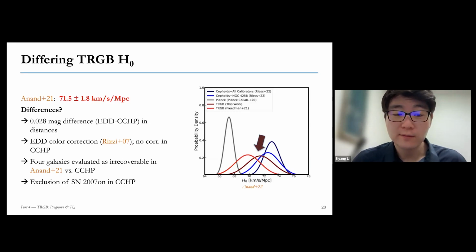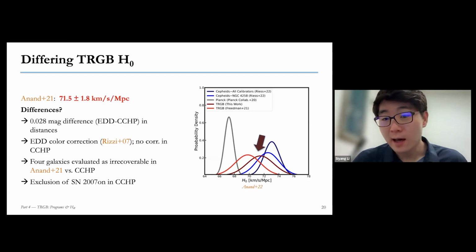As I mentioned before, there are four galaxies that were irrecoverable in terms of measuring the TRGB in the EDD reduction. That also shifts H naught. And again, EDD did include the full Type 1a supernova data set that was available at the time, whereas in CCHP, they did exclude some Type 1a supernovae.